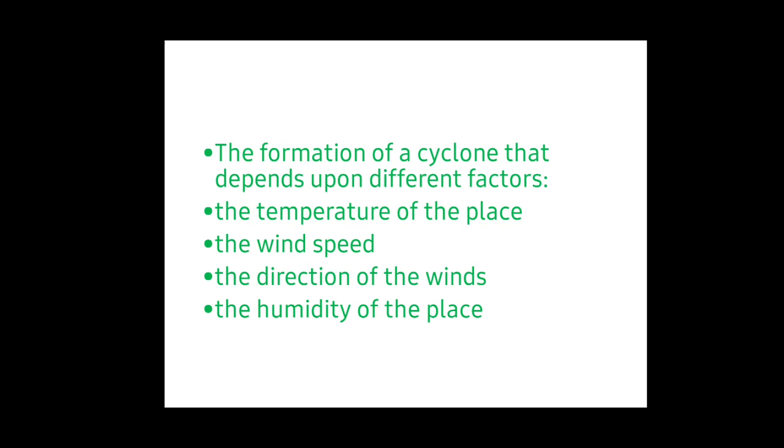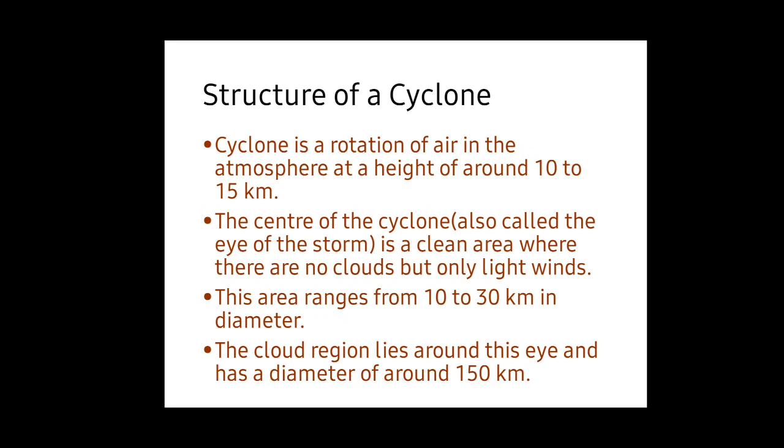So the formation of a cyclone depends upon four factors. First, the temperature of the place, the wind speed, the direction of the wind, and the humidity of the place. Structure of a cyclone: generally, how does it form? Now we have seen that, and let's see about the structure.